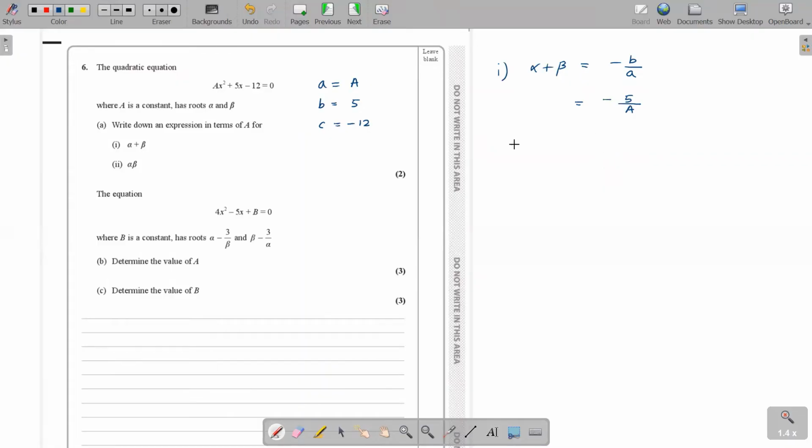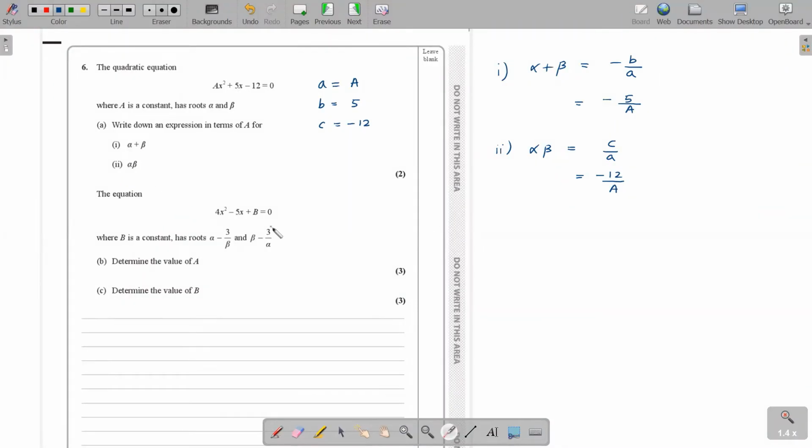And then alpha beta. Alpha beta is c over a. Who is c here? Minus 12 over a, which is capital A. Do you agree with me? Then they say in the next part, okay, the first part is done. In terms of capital A, we wrote both of them.